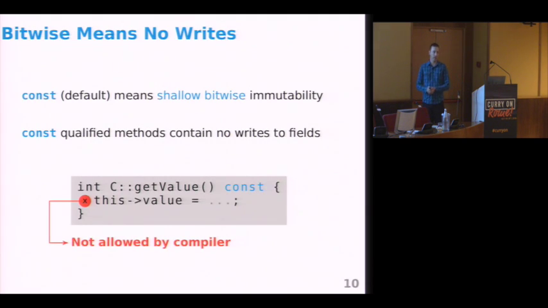So what does bitwise mean? Well, bitwise simply means no writes occur, and this is what const means by default. So this means that const is supposed to mean shallow bitwise immutability, which means no writes happen to a field. So if in my definition of getValue, if I had a field called value and I tried to write to it, the compiler would give me an error, not allow me to do this, and therefore const would mean shallow bitwise immutability.